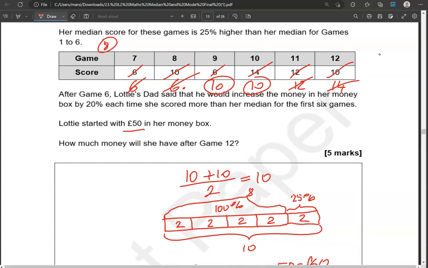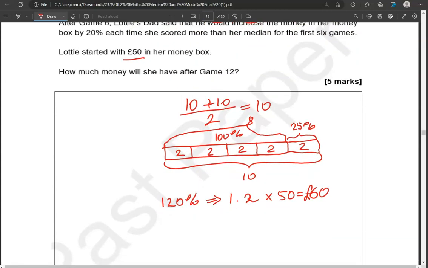Then game 9, she scores 6, so she doesn't get an increase. Game 10, she scores 14, which is greater than 8, so she gets an increase again in here. So what we're going to do is again 1.2 times 60.